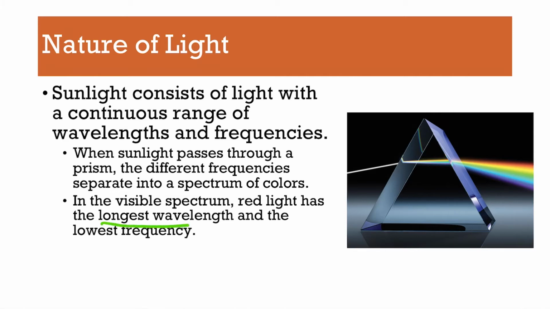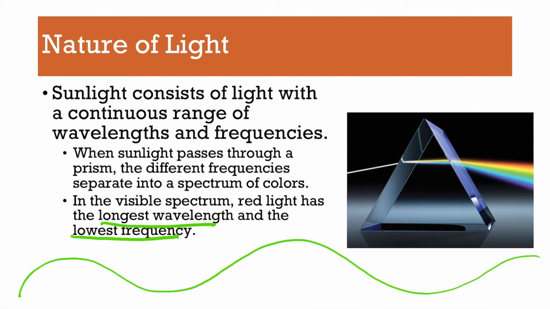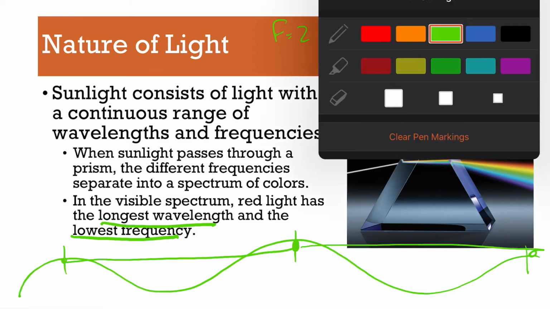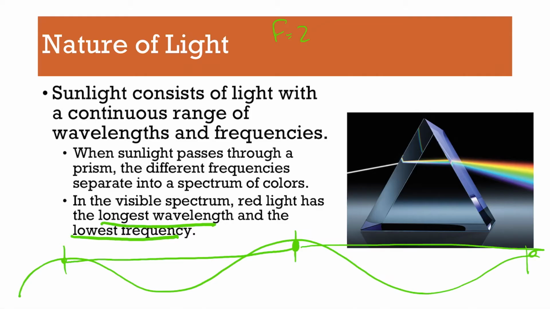The longer the wavelength, the lower the frequency. The frequency measures how often that wave appears, and the wavelength is the length from wave to wave. So if you have a wave like this, a wavelength would be from here all the way to there. Let's say in the span of the iPad screen, the wave occurs twice. So the frequency would be 2 times, and it has a pretty long wavelength.